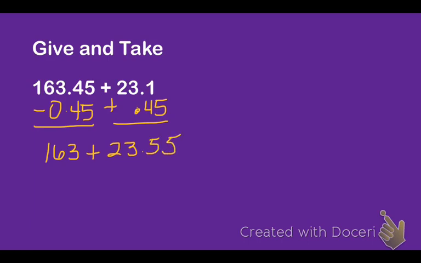And now it's a little bit easier to calculate, because now instead of calculating a decimal plus a decimal, I'm adding a whole number plus a decimal. So you can either do this mentally, or I'll just write it out long way over here. So 163, 23.55. Don't forget, we want to line up our decimals.